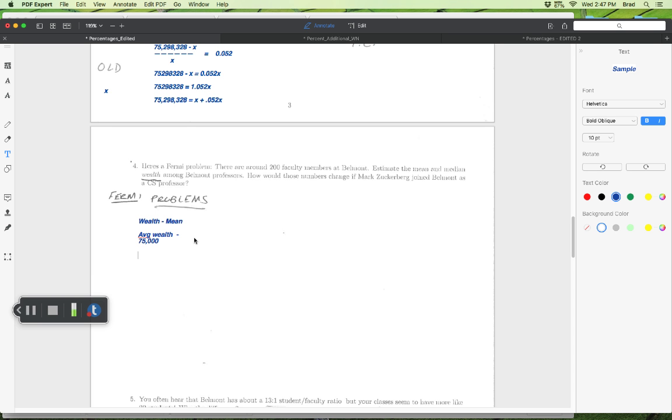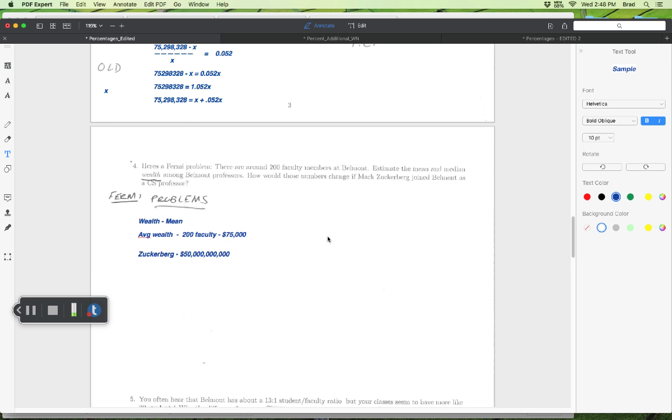So let's say we've got 200 data points at $75,000. In other words, there are 200 faculty whose average is about 75,000. Now obviously there's fluctuation in there. So what we have is really a before average and an after average, a before Zuckerberg and an after Zuckerberg, BZ and AZ. And now let's say we add in Zuckerberg, and his wealth is approximately 50 billion, give or take.